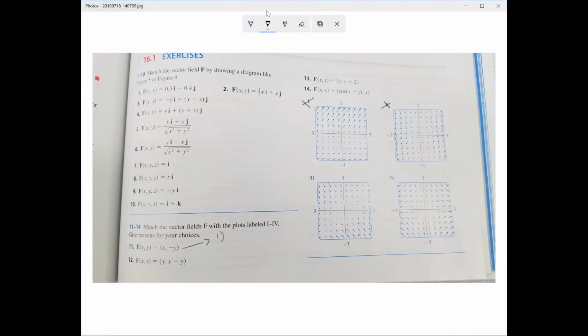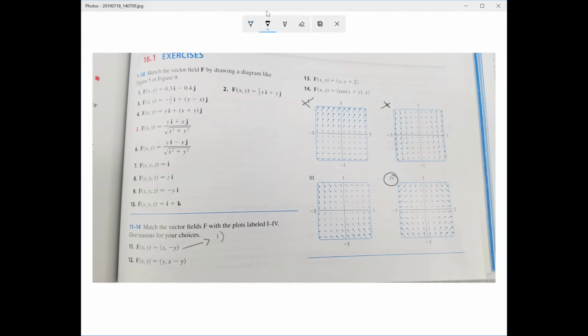Now, if we plug in values in the second quadrant, which is negative X values and positive Y values, we're going to get that in the negative X direction, you're going to have these vectors sloping downwards. So based off the first 2 quadrants, we can actually deduce that f(x, y), where we have x comma negative y, that's actually going to represent IV for question number 11.